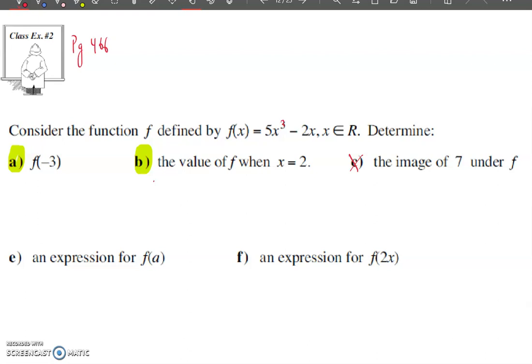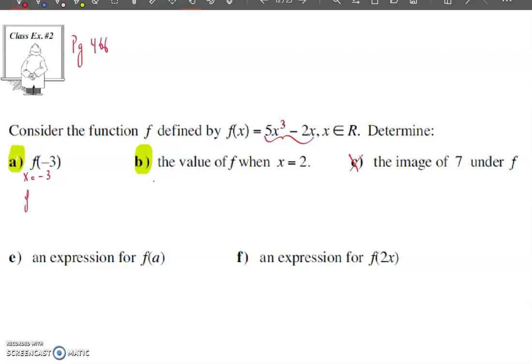So, class example number 2. We're working with the same idea. Before you start with a question, always check what your function is. The equation given here is 5x cubed minus 2x, and x belongs to all real numbers, so they're saying x can be any real number. Again, you'll notice it's the x place that is being used. They're telling you what x is in each one of them, and that's what you're going to substitute in your given equation.